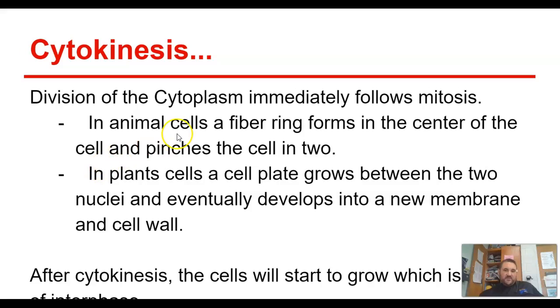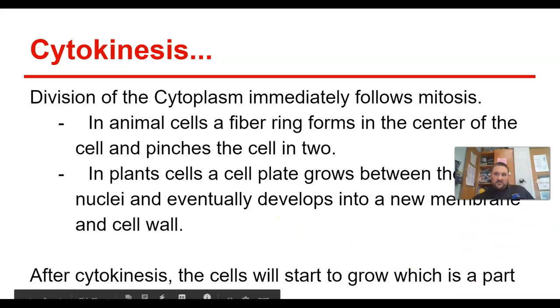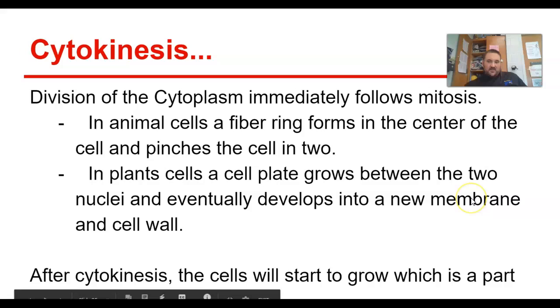In an animal cell, you have a fiber ring, and in plant cells, you have to develop a new cell wall. We call it a cell plate, and that cell plate grows into that cell wall that we know as wood or cellulose in most cases. Once cytokinesis occurs, the cell will grow into two new cells and will grow a little bigger, and hopefully someday go into a whole cell division process again.